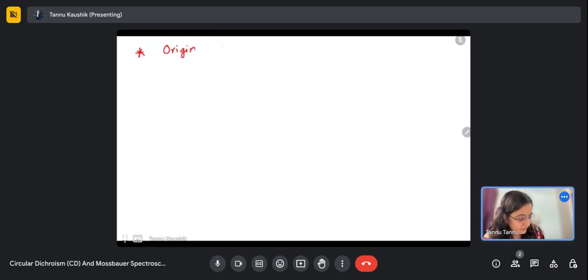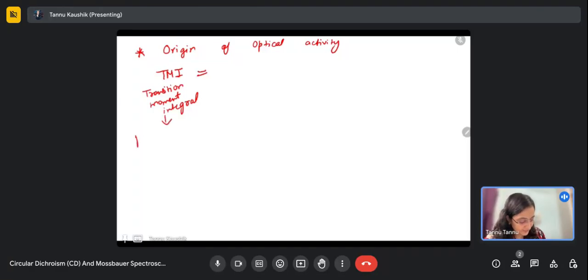So this origin of optical activity is dependent on the transition moment integral, which defines nothing but the probability of transition of electrons from its ground state to excited state.